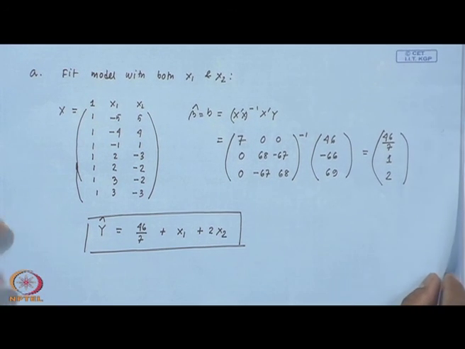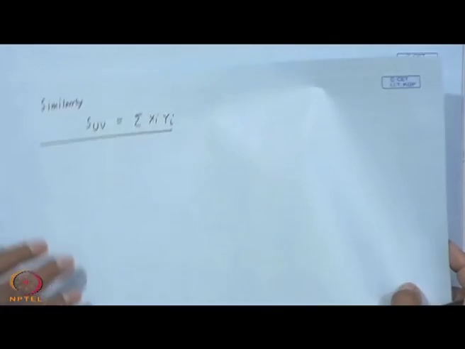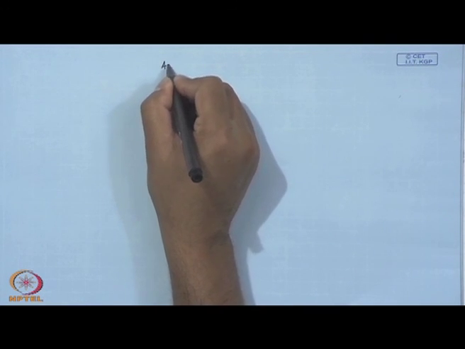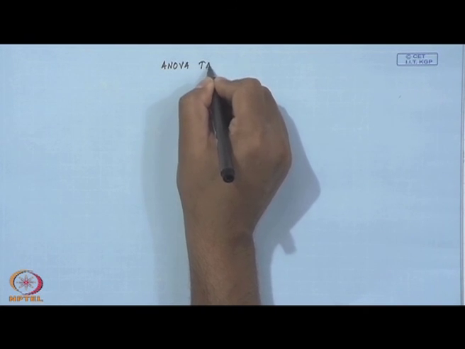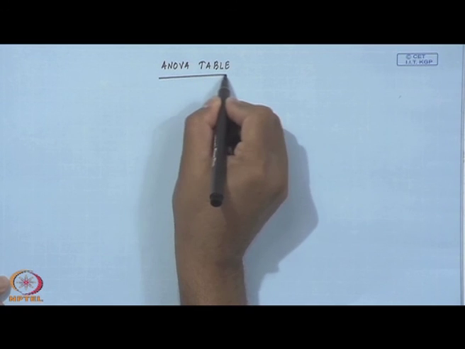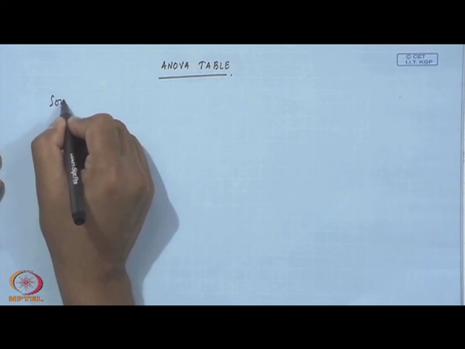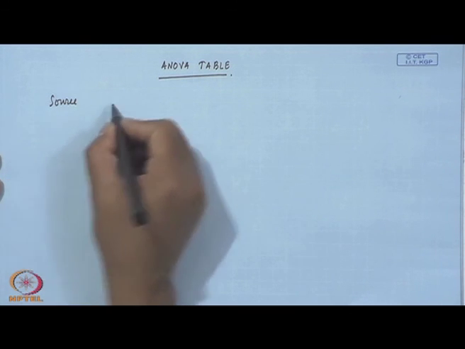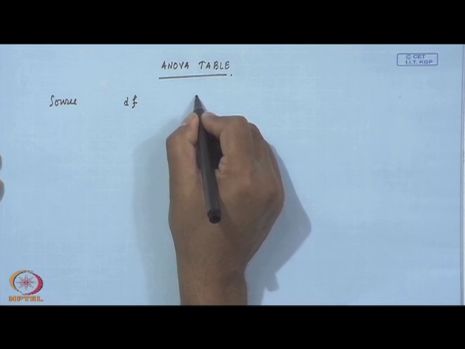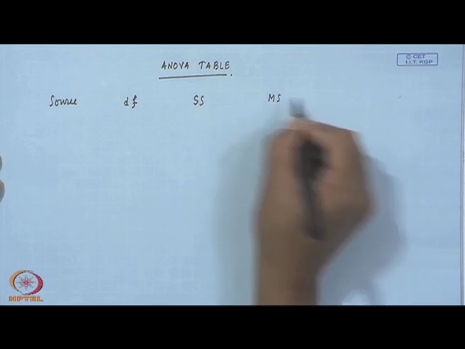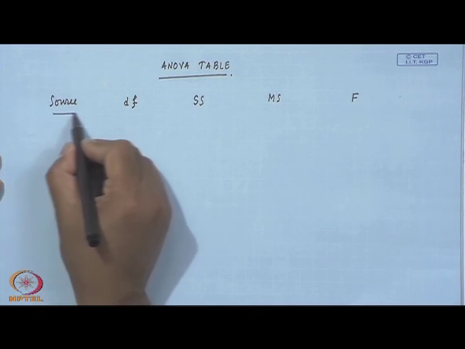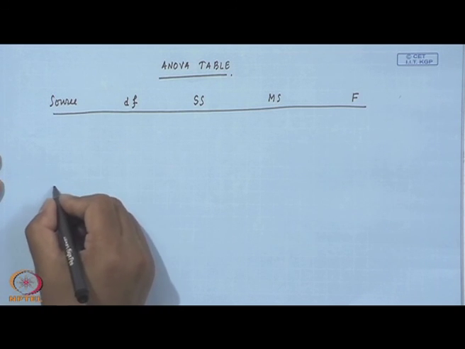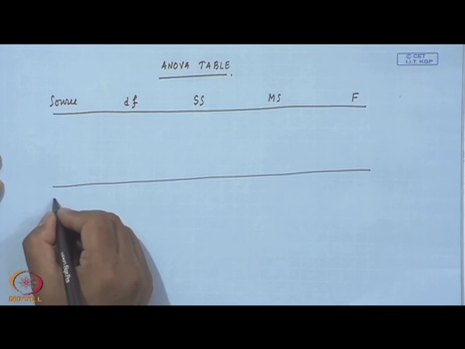Okay. Now, once we have the fitted model, we will go for the ANOVA table. Okay. So, the source, and then degree of freedom, sum of square, MS and the F value, and the sources are here, the total.